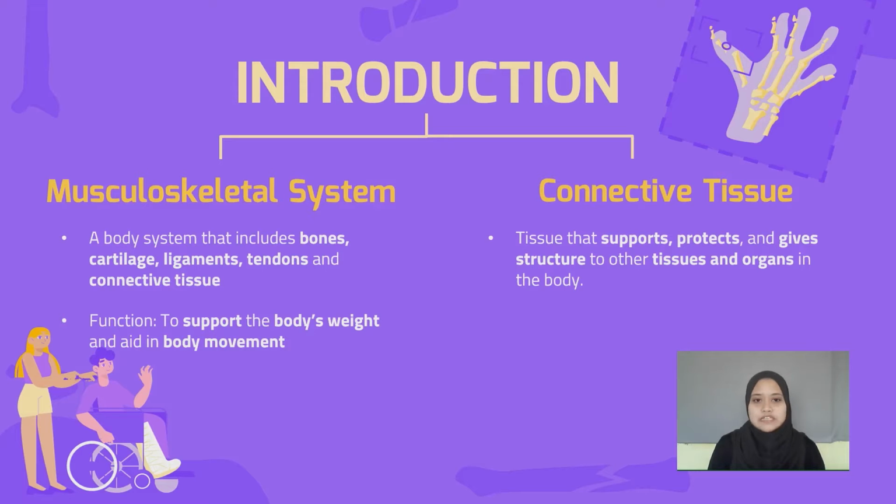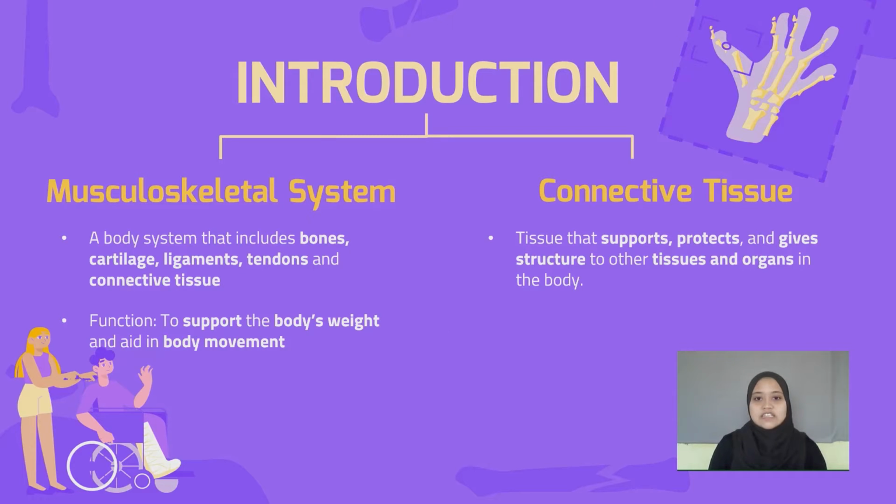In this presentation, we from Group 3 will be presenting on Chapter 13, Diseases of the Musculoskeletal System and Connective Tissue. Before that, let's go through briefly what the musculoskeletal system and connective tissue are. The musculoskeletal system is a body system that includes bones, cartilage, ligaments, tendons, and connective tissue, with the function of supporting the body's weight and aiding in body movement.